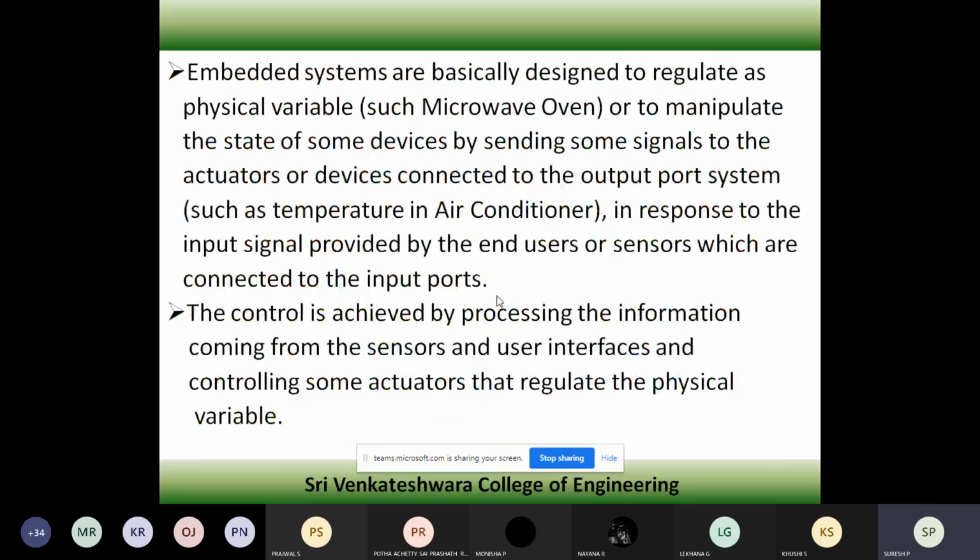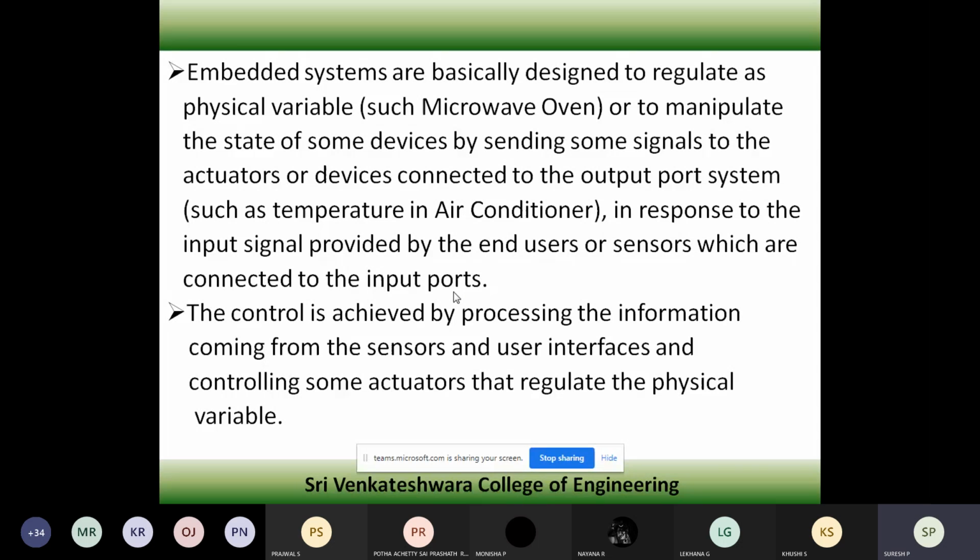So embedded systems are basically designed to regulate a physical variable or to manipulate the state of devices by sending signals to the actuators or devices connected to the output port, in response to the input signal provided by the end user or sensors connected to the ports. In the typical definition, you receive the sensor data and analyze it inside your CPU. You have the input variable from the sensor, and after getting it, the system processes it.